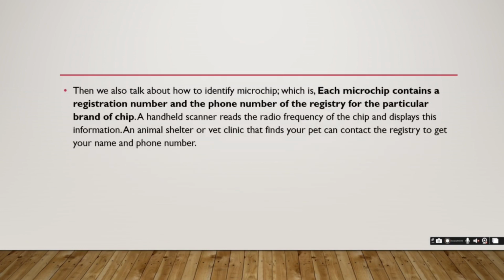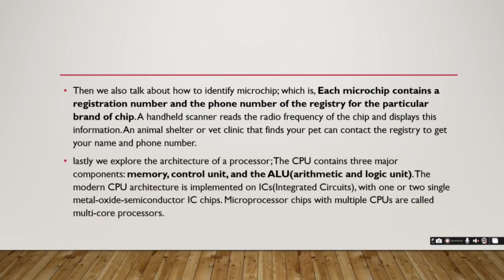Then we also talked about how to identify microchips, which is that each microchip contains a registration number and the phone number of the registry for the particular brand of chip. A handheld scanner reads the radio frequency of the chip and displays the information. An animal shelter or vet clinic that finds your pet can contact the registry to get your name and phone, and that was an example being given.